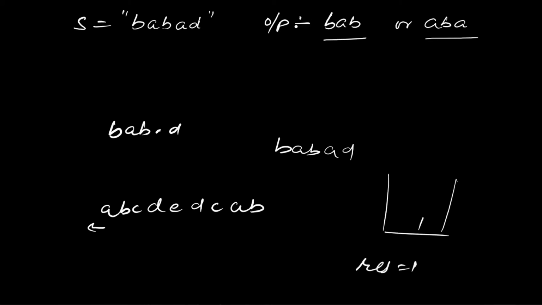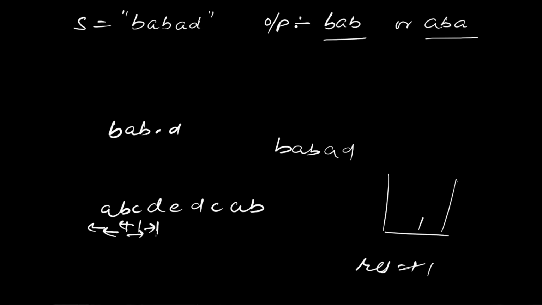Now we are at index 1. We will try to move left and right simultaneously. We can see that the left and right characters are not the same, so we will not move forward, and the result will again be 1. Now we will move to index number 2, and we will try to move left and right simultaneously. Again B and D are not equal, so we will not move further, and the result will also be 1.